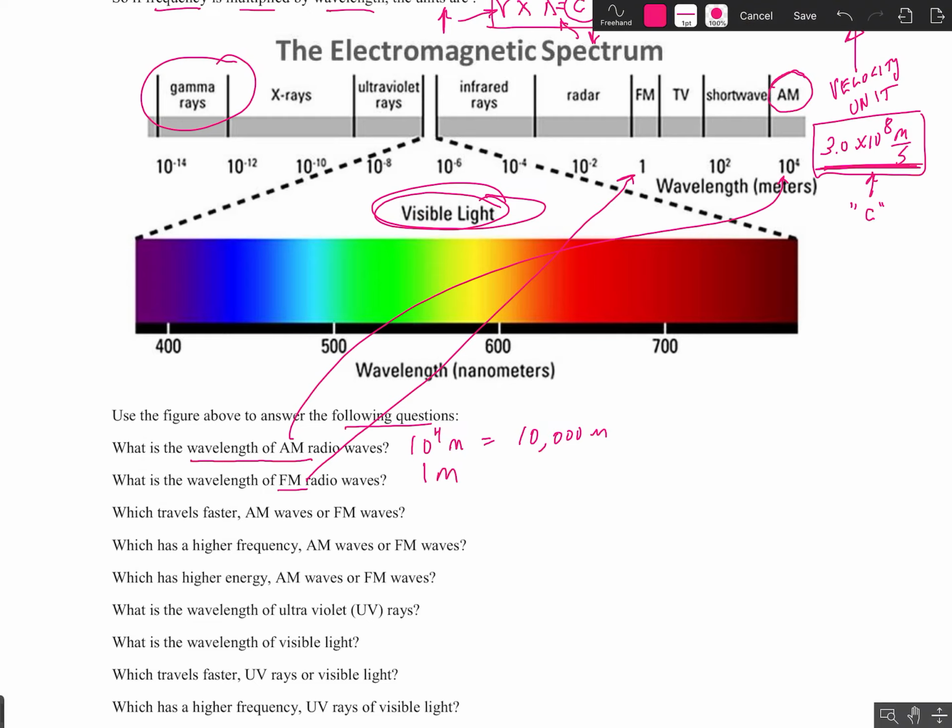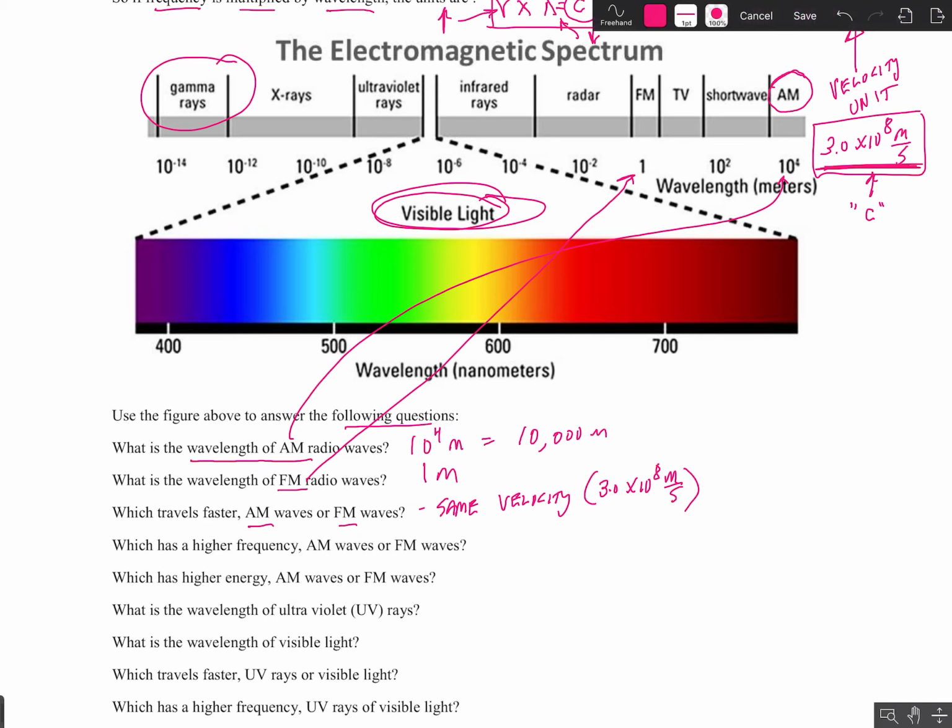Which of those two waves travel faster, AM or FM? Well, if you've been listening, you would know that they travel at the same velocity. Don't they all travel at 3.0 times 10 to the 8th meters per second, the speed of light?